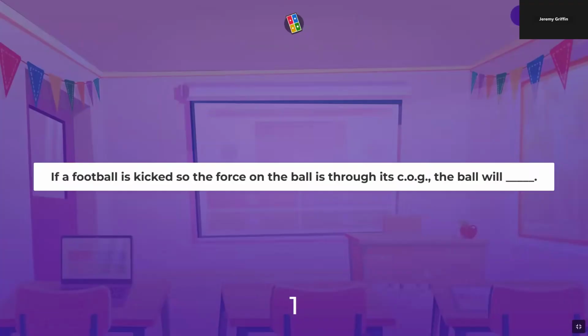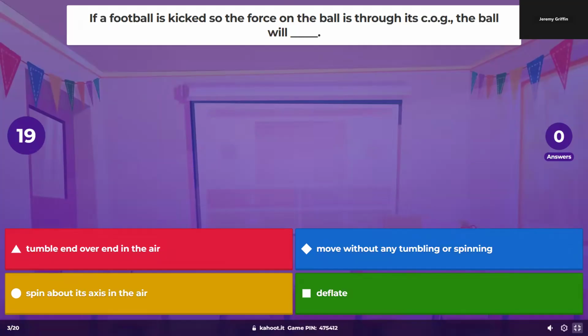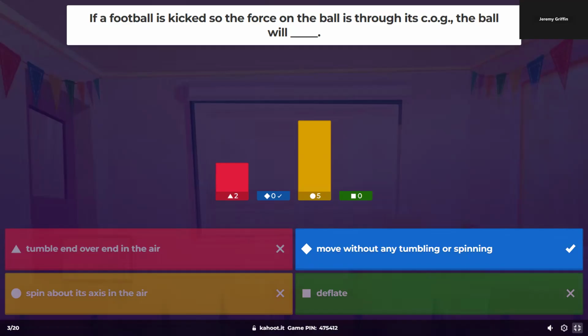A football is kicked so that the force is through the center of gravity. It's just not going to tumble or spin, as long as you hit it through the center of gravity. COG stands for center of gravity.